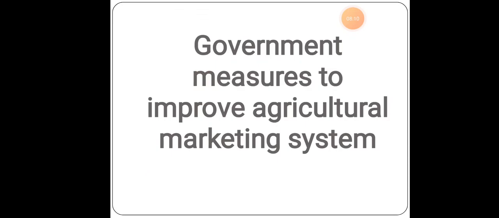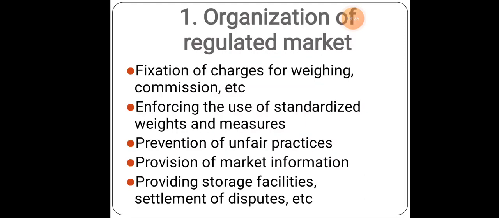Okay, so these are the defects. Now what are the government measures for the defects? What we saw is that there is no proper godown, there is no controlling process, there is no proper market information. So now government measures have been introduced to improve the agricultural marketing system.